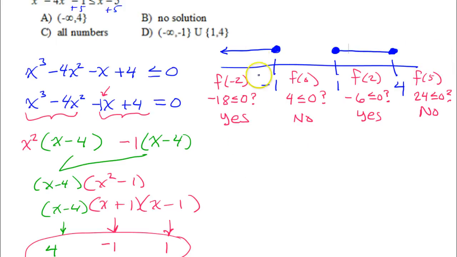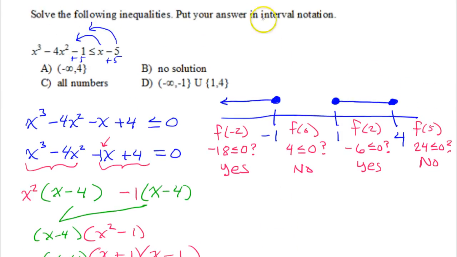Now, I need to record my answer in interval notation. So I have 2 intervals with solutions. To the left of -1, this is from -infinity to -1. I think I'll do this in purple. This is -infinity to -1. And we should use a square bracket because it is a closed circle.